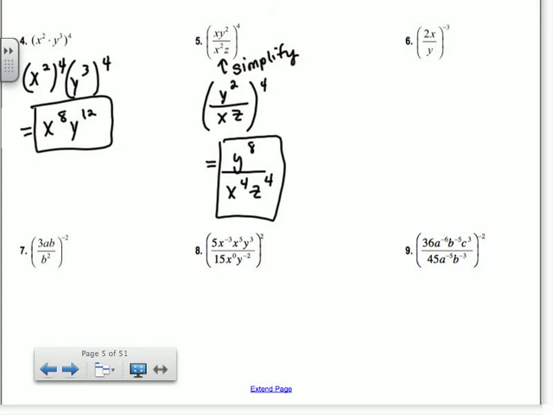All right, so this next one I see I have it to the negative third power. So I could do 1 over all of that to the positive third. But the easiest thing to think of is just take the reciprocal of the base and raise it to the positive third power. So I'd have y over 2x raised to the positive third. So I took the reciprocal of the base and raised it to the positive power.